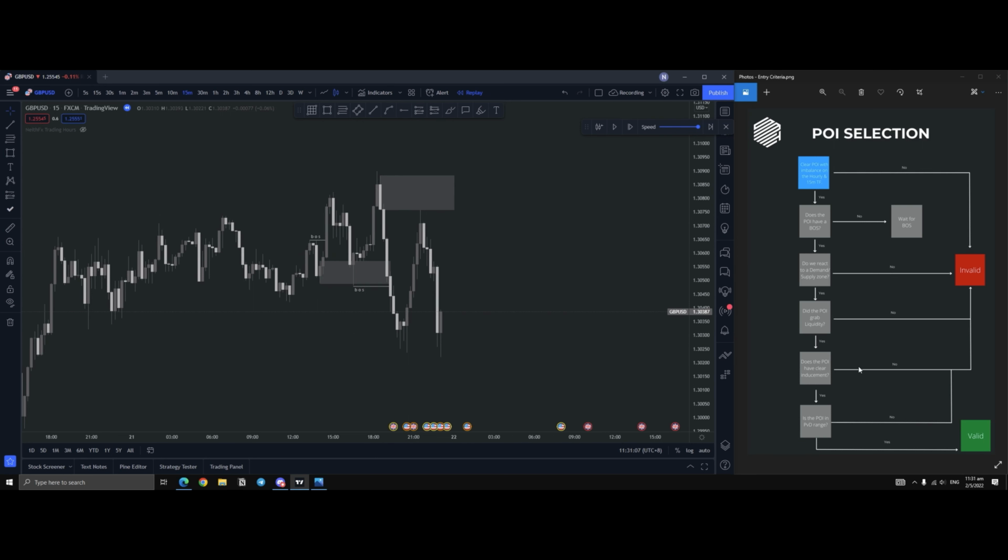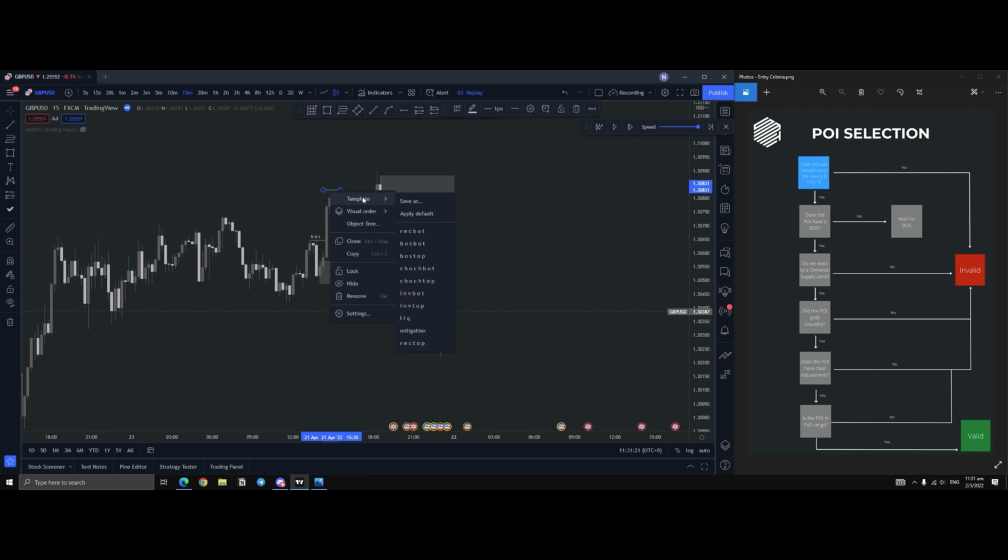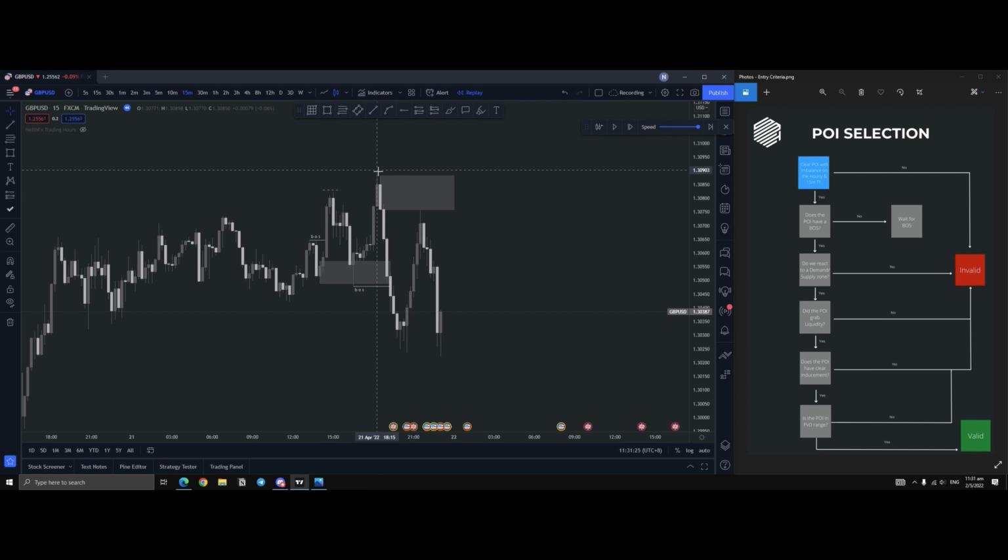Now, is the POI in premium versus discount? We can draw this and we can see, yep, it is in the premium zone. So cool, this would be a valid trade. Now again, did we grab liquidity? We indeed did, because we broke the previous high of this zone, and this would be a liquidity grab because you see an immediate swoop after that.